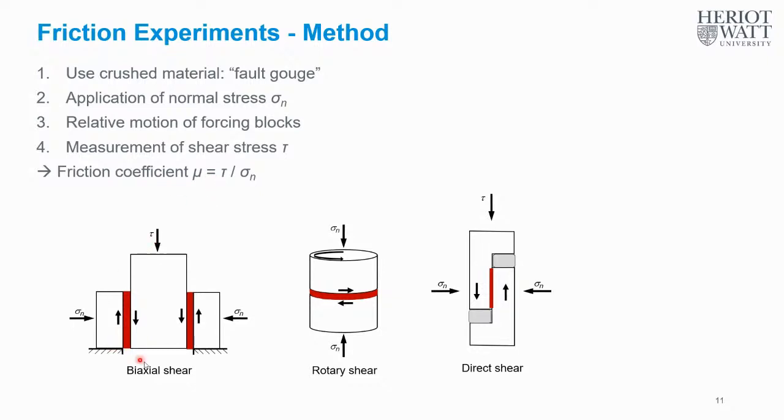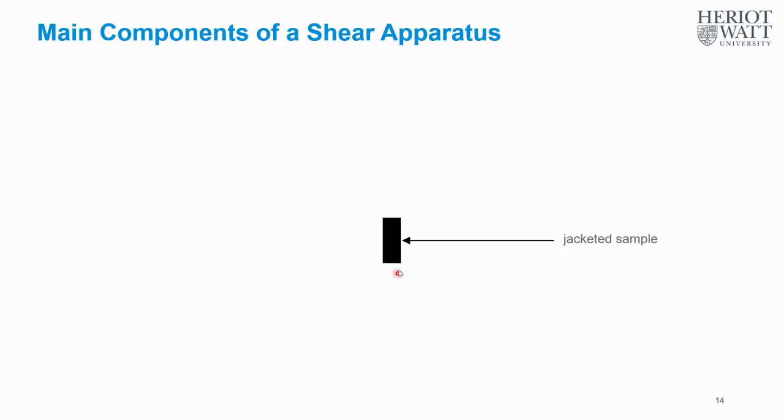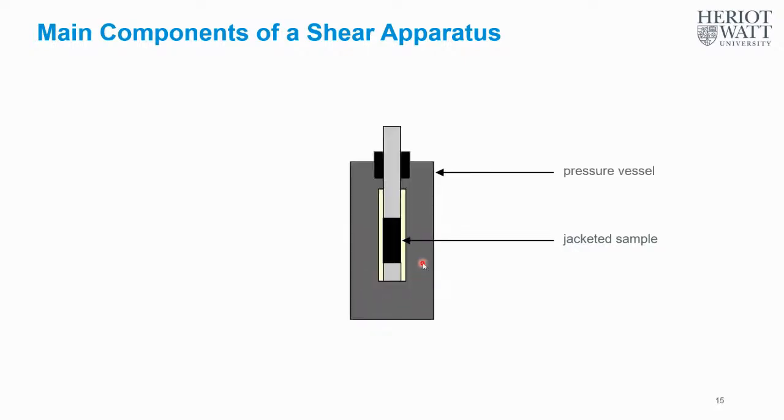These sliders are, during an experiment, located in a shear apparatus. The first thing you need to do to place such an assembly in a shear apparatus is to jacket it, usually with a jacket made of rubber. That is done because the assembly is located in an oil-filled pressure vessel. The oil in here is pressurized, and that applies the normal stress to the shear assembly. The typical pressures used here are several tens to maybe over 100 MPa, so relevant for upper crustal or maybe even somewhat deeper conditions.